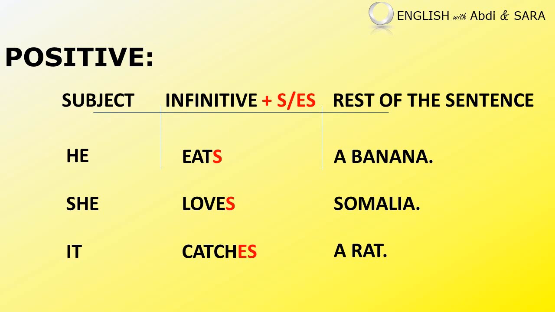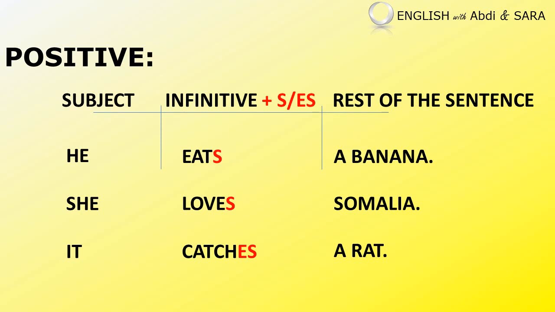When looking at positive sentence, the form is subject plus an infinitive plus the rest of the sentence. When I talk about infinitive, I simply mean the verb or the action word. Now, an infinitive is the original form of the verb without adding anything. There are 2 ways we are going to look at this. If the subject is a singular third person, that is he, she, or it, then we need to add s or es to the infinitive before we add the rest of the sentence.